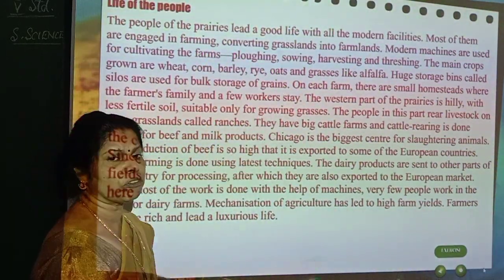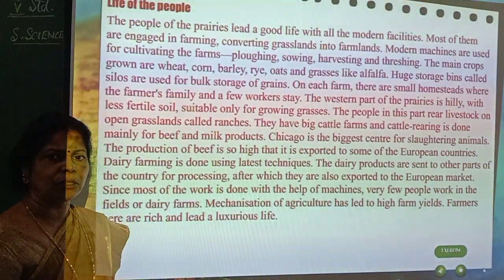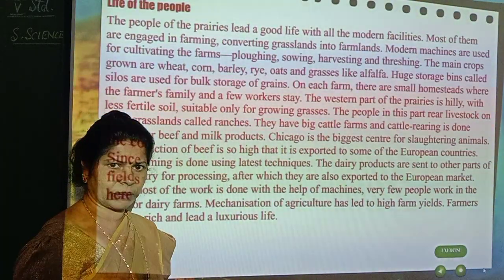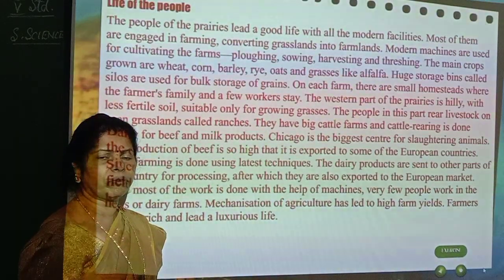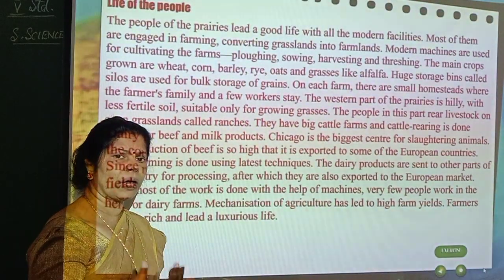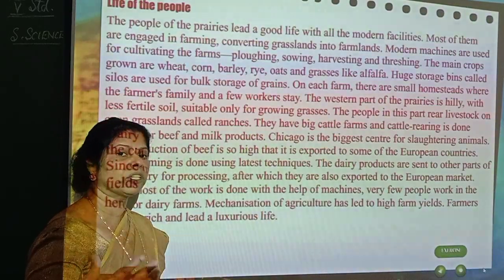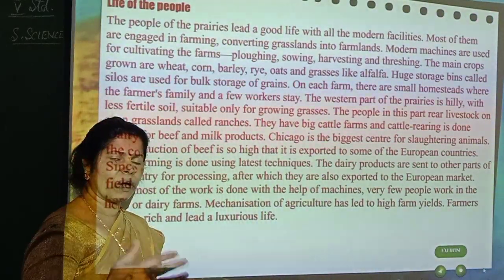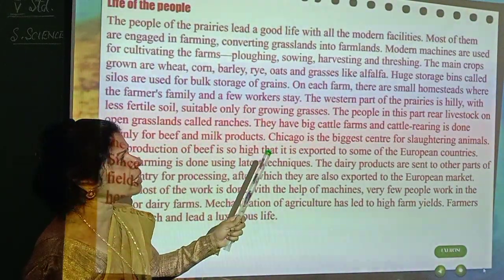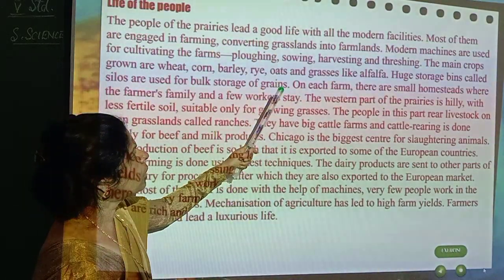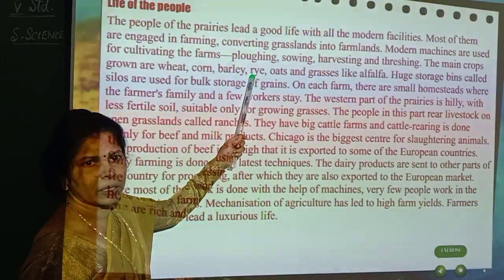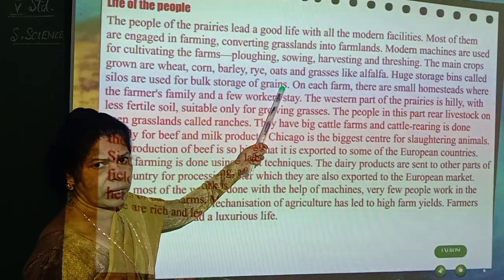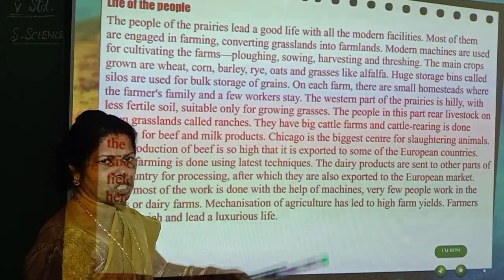Grasslands are converted into farmlands because everything is available there. The soil is also fertile. What are farmlands? Farmlands are where you grow different food crops, not grasses. Then we call it farmland. Modern machines are used for cultivating the farms, like plowing, sowing, harvesting and threshing.